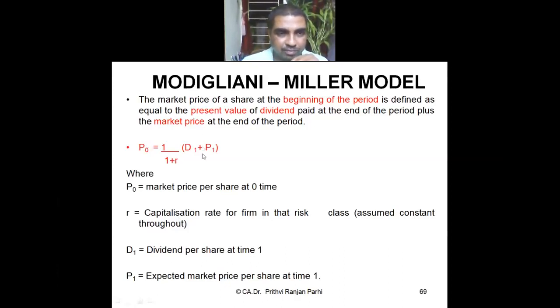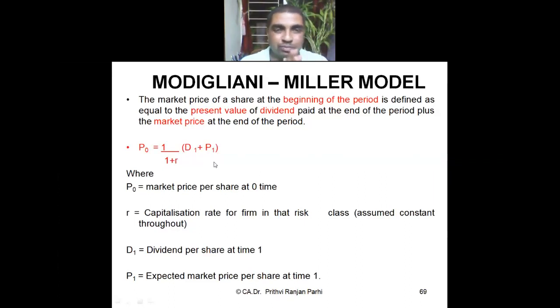What does it say? P0 is equal to the present value of future dividend and future price. So we know that today's price is always the reflection of dividend as well as future price, and that needs to be discounted at cost of capital so that we can arrive at the present value. As you said rightly, today's price is the sum of the present value of expected dividend and the present value of price.